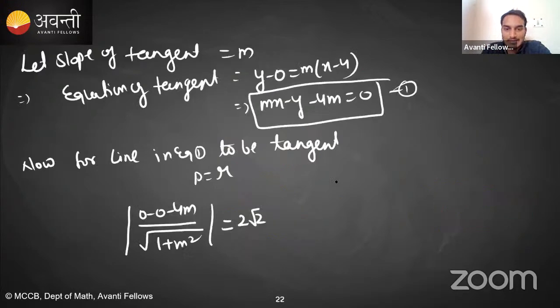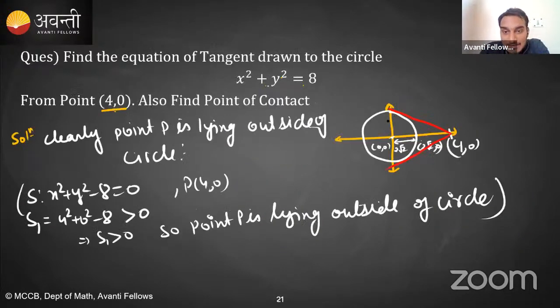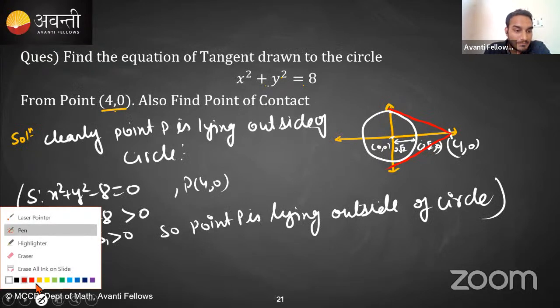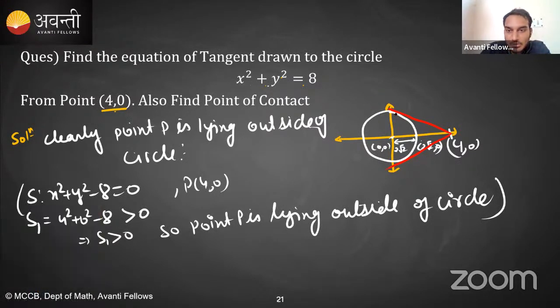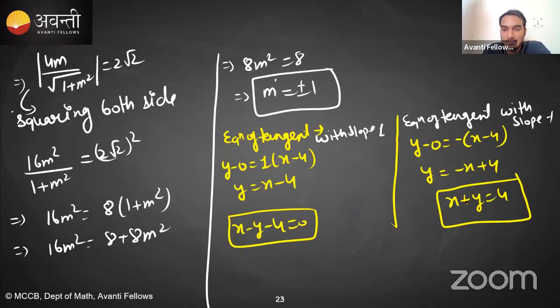So see, now this is a very important point. Let's say these tangents are touching our circle at point, let's say A, and this point B. Let's say point A is x1 comma y1 and point B is x2 comma y2. So if I ask you which one of these tangents corresponds to point A and which to point B.